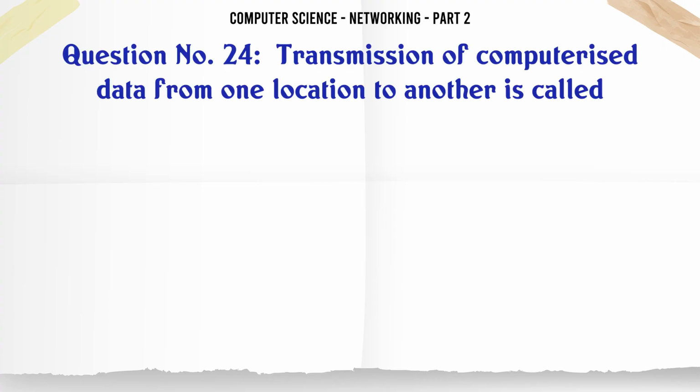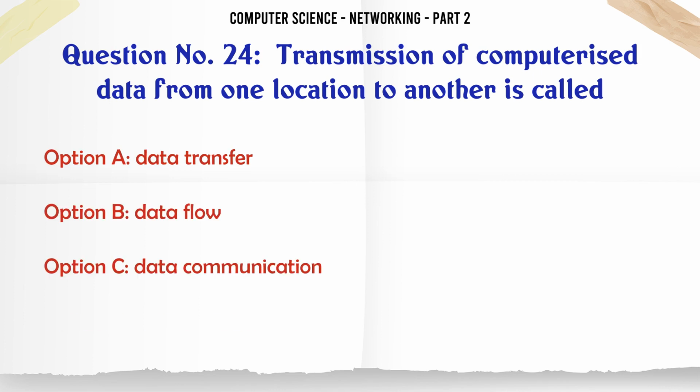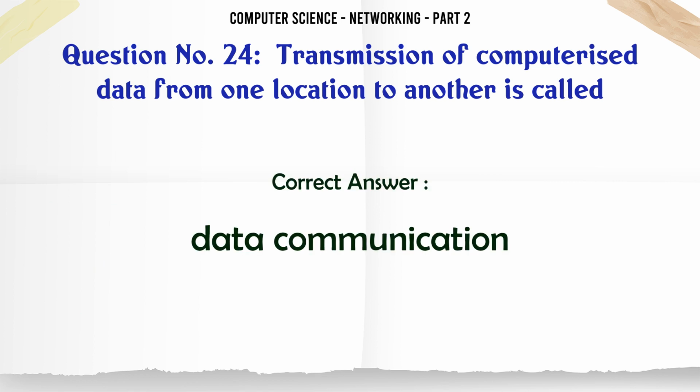Transmission of computerized data from one location to another is called A. Data transfer. B. Data flow. C. Data communication. D. Data management. The correct answer is data communication.